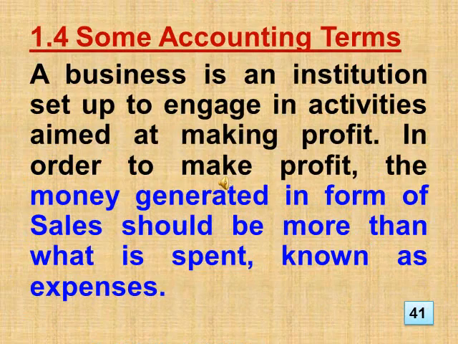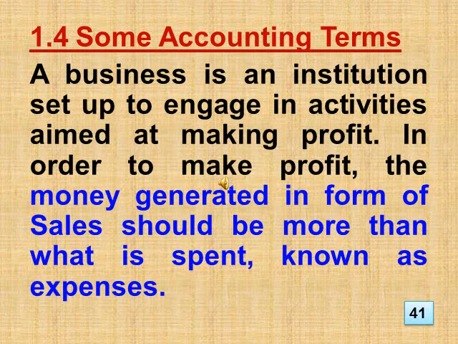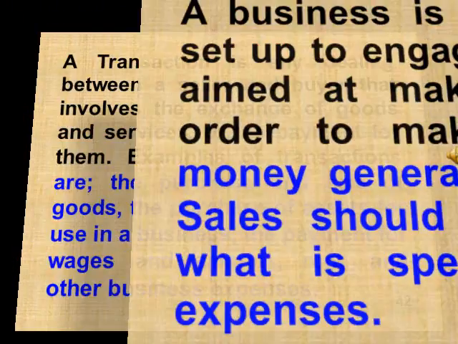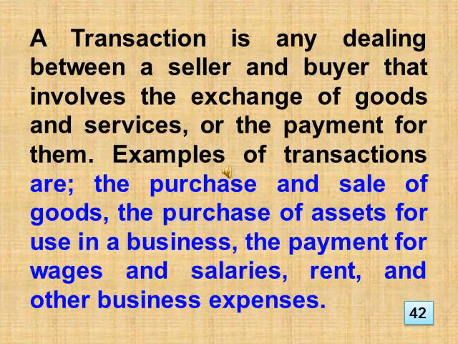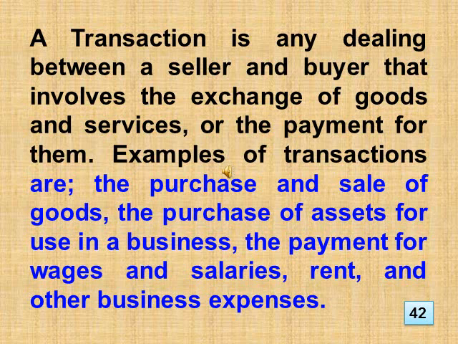Section 1.4. Some accounting terms. A. Businesses and institutions set up to engage in activities aimed at making profit. In order to make profit, the money generated in form of sales should be more than what is spent, known as expenses. A transaction is any dealing between a seller and buyer that involves the exchange of goods and services, or the payment for them.